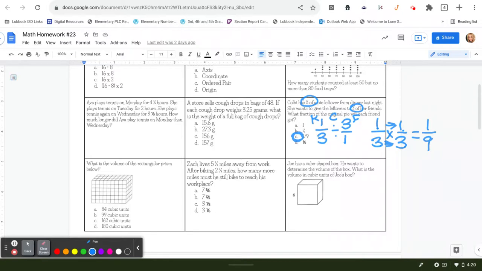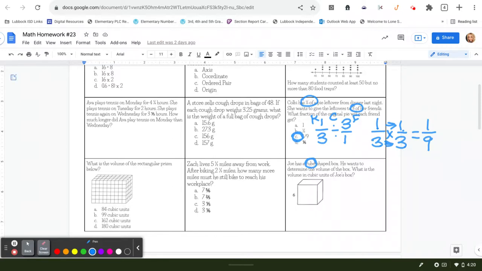Okay, next, Joe has a cube-shaped box. What did we say in class today? A cube. Each face is a square, which means each side is the same. He wants to determine the volume of the box. What is the volume in cubic units of Joe's box?